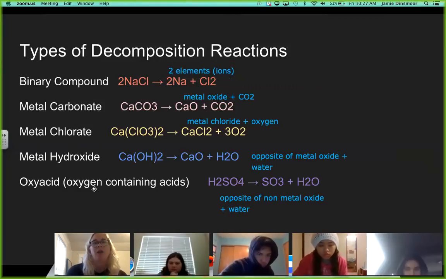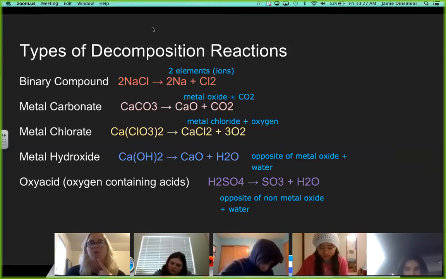But there's 5 basic types. Our first one is the easiest, binary compound, where we have some kind of compound and it just breaks apart into 2 separate elements. Sometimes these can be ions, depending. Then we have our metal carbonate. This one is kind of new seeming, right? We have a metal and then a carbonate.